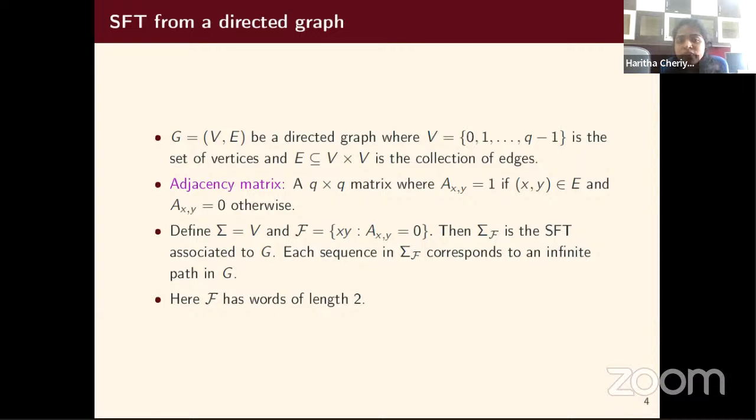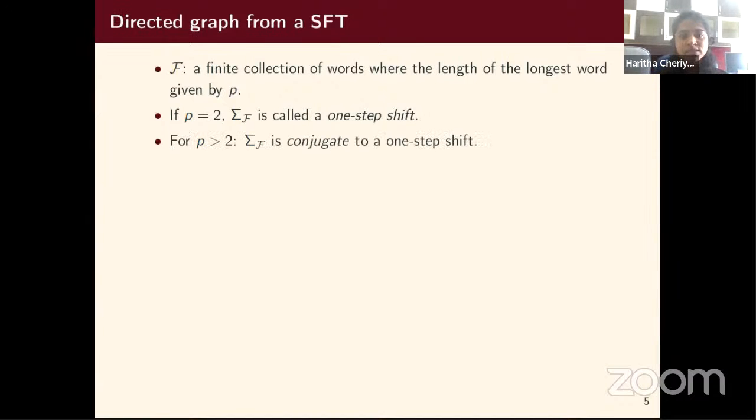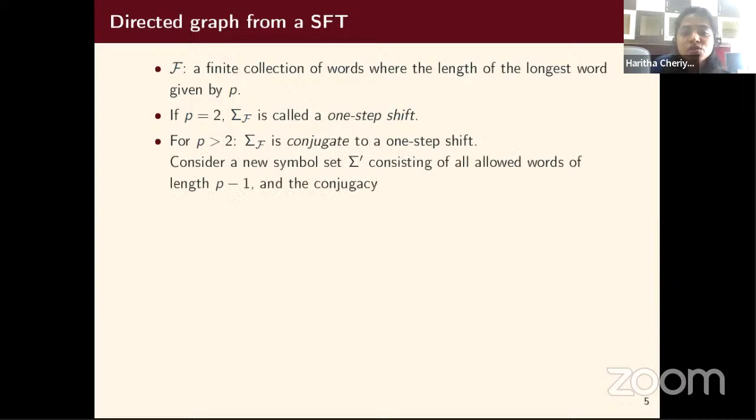And from that subshift, let's see how to obtain a directed graph. So let's start with the finite collection of words F, where the length of the longest word is given by P. Then if P is 2, sigma F is called the one-step shift. And if all the words are of length 2, then you can define an adjacency matrix corresponding to the forbidden collection, and hence you get a directed graph. Now if P is greater than 2, then you define a map that is one-to-one corresponding to a one-step shift, and hence you get a directed graph and then an adjacency matrix. So how do you do that?